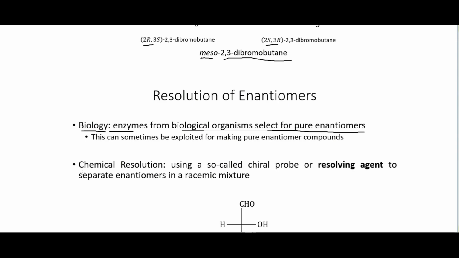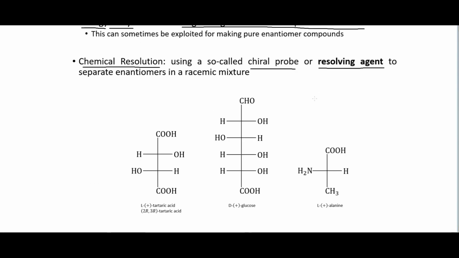But we also want to be able to do chemical resolution because we might not always have the enzymes for making the compound we want. And so if we want to make these novel compounds, which is something you often want, say, in pharmaceuticals, then you want to be able to chemically resolve these. And so this is using a so-called chiral probe or resolving agent to separate enantiomers in a racemic mixture.